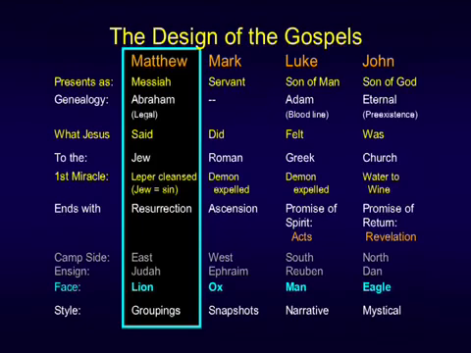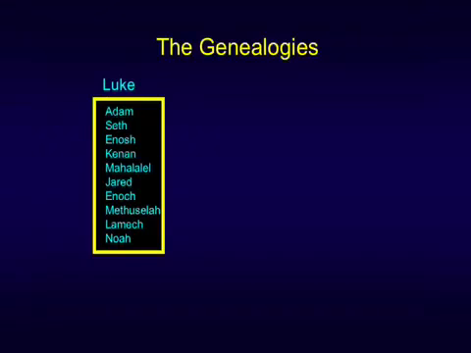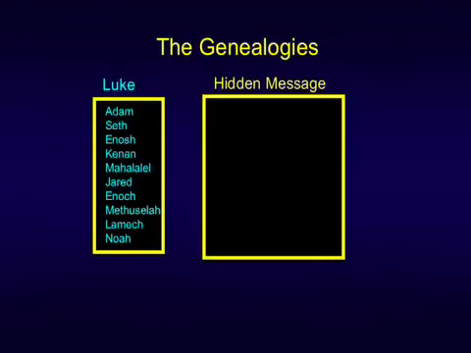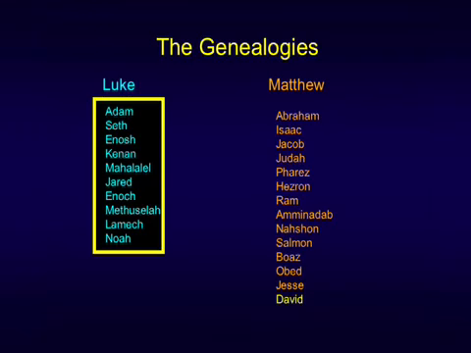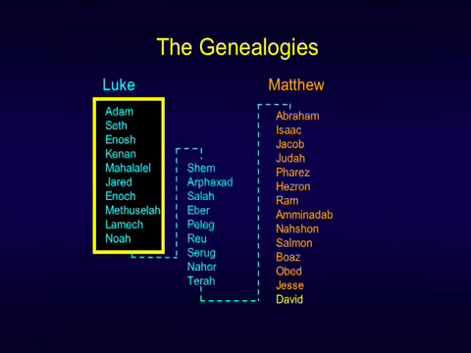And so Matthew also emphasizes groupings where the other snapshots have other focuses. The genealogies are worth reviewing here. Adam through Noah, which of course, if you've studied Genesis chapter 5 and translated the meaning of those names, man is appointed mortal sorrow. But the blessed God shall come down teaching that his death shall bring, God's death shall bring the despairing comfort or rest. An astonishing little summary of the Christian gospel tucked away in a genealogy in the Torah. Anyway, Matthew goes from Abraham down to David, and Luke's gospel fills in between Noah down to Abraham.